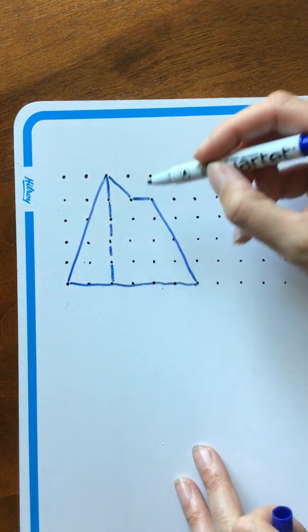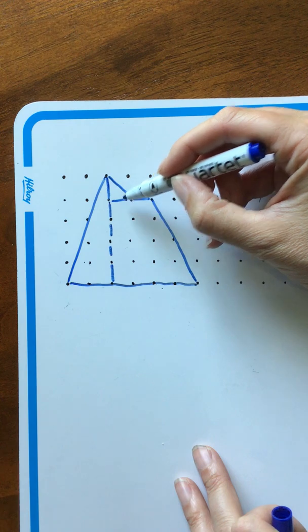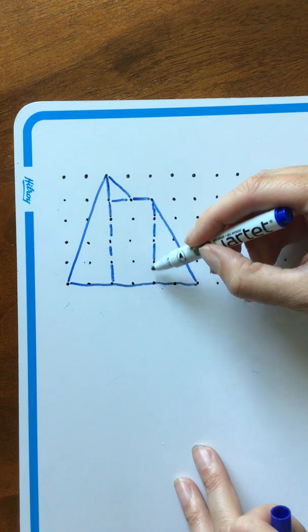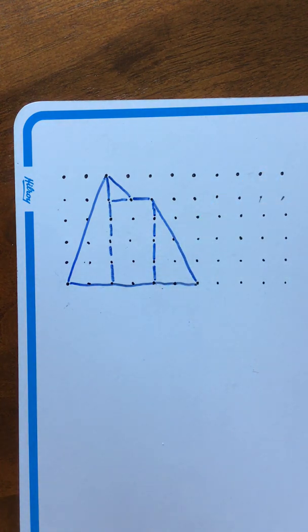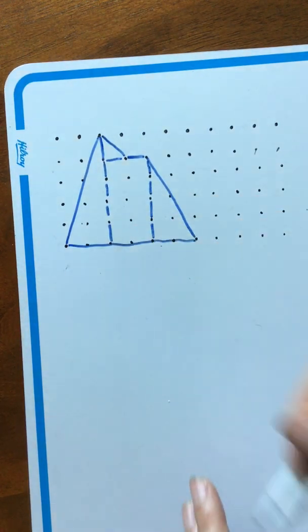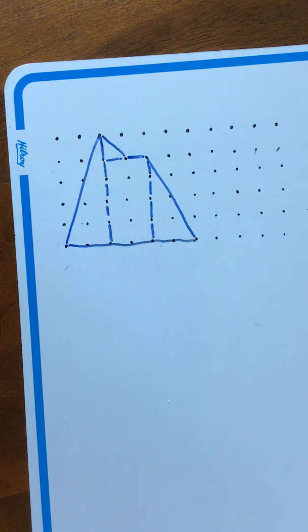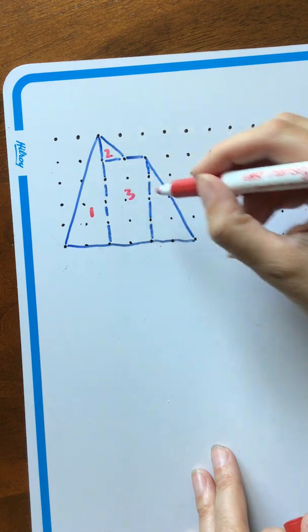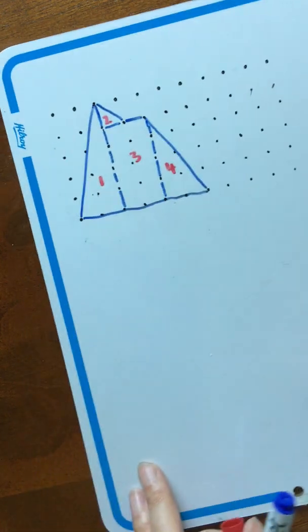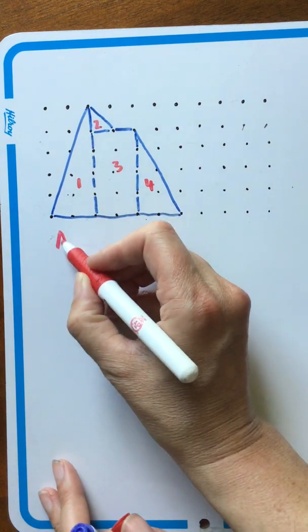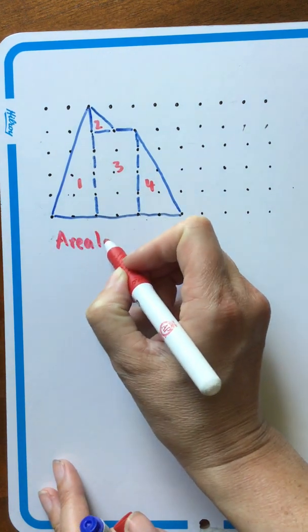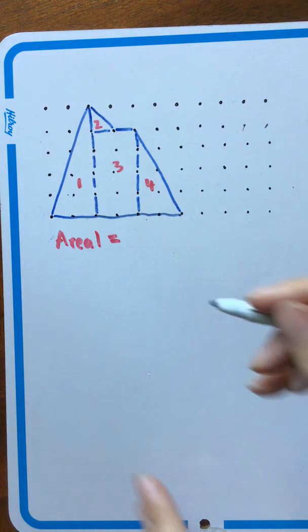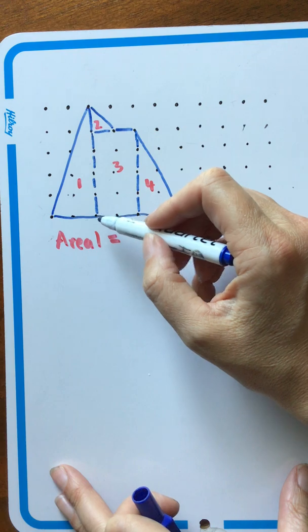So that would be one of our rectangles. There. Okay, so what we're left with, we've got 4 different areas here. Area 1, Area 2, Area 3, Area 4. Okay. So Area 1, we know that it's going to be half of the area of this rectangle.